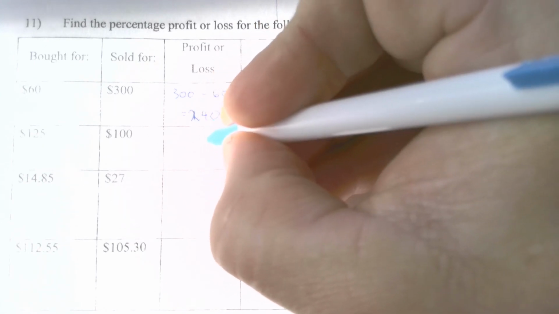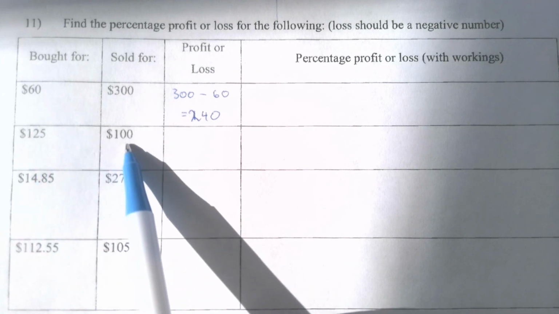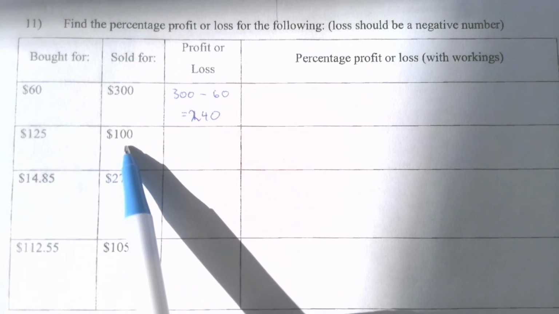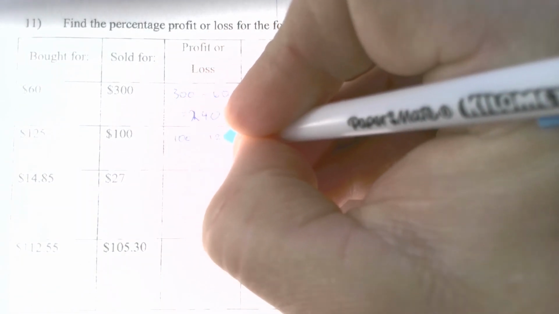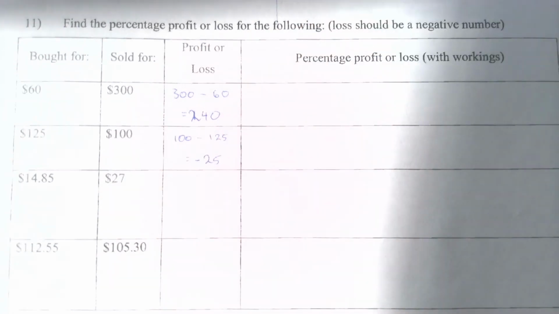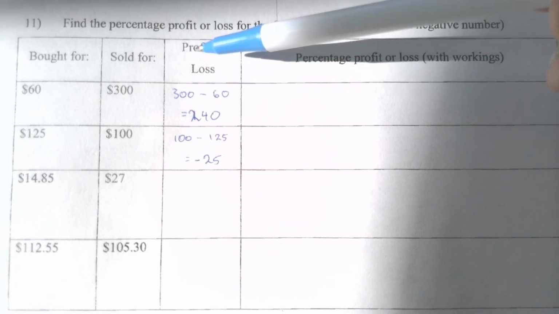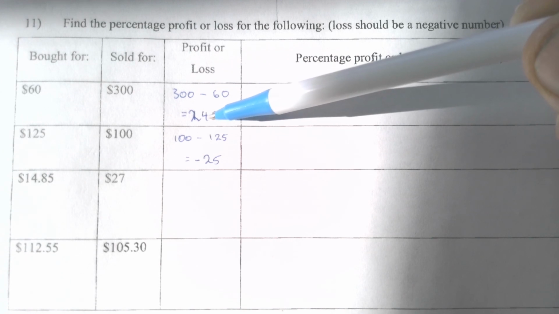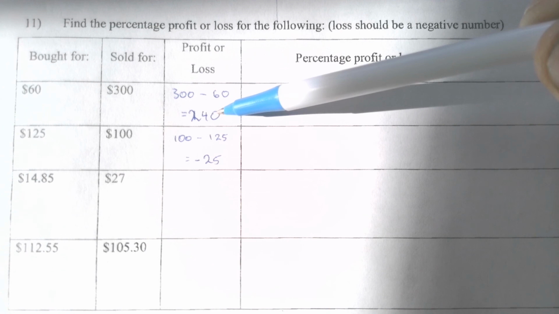Okay, in contrast, if you have a look at the next one, we're going to suffer a loss. So this one's going to be when you do your 100 minus 125, you're going to end up with a loss of 25. See how that one's a negative number there? Okay, so I don't jump around too much. In the first part, we've decided we've got a profit of 240. We took the sold amount and subtracted the original amount, and now we have got that it's 240.